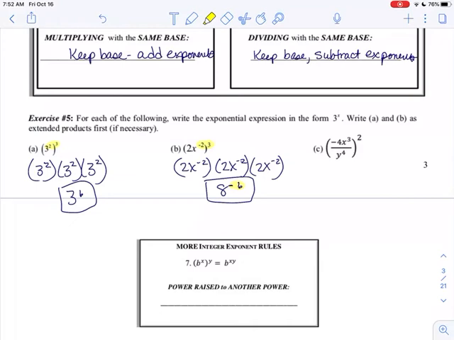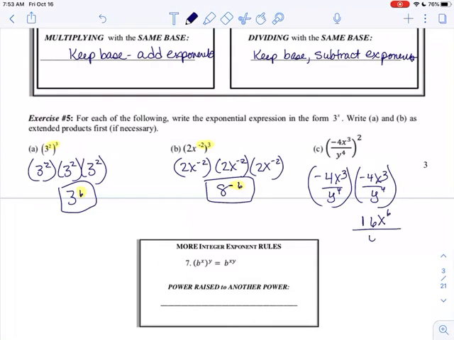So we can see what's happening when I have a power to a power. I am just multiplying those. Okay? So this whole thing is squared. So basically I'm taking negative 4, x to the third, y to the fourth, and I'm multiplying it by itself twice. So negative 4 times negative 4 is positive 16.